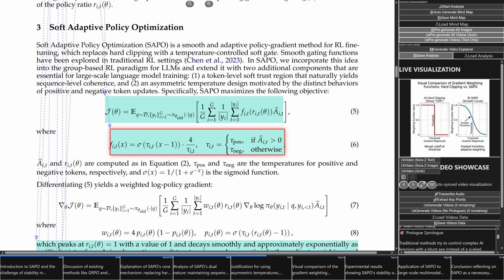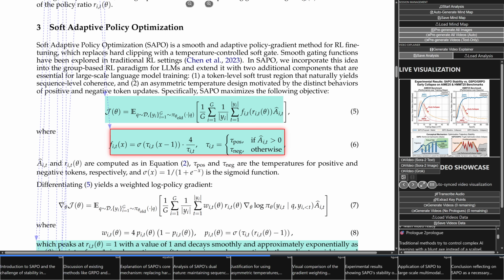When you have a positive advantage, you're saying the token it picked was good and you want to increase its probability, that gradient is very focused. Right. It just boosts that one successful action. It primarily works to increase the logit, and therefore the probability, of that one single token. It's simple. It's stable. Makes sense.